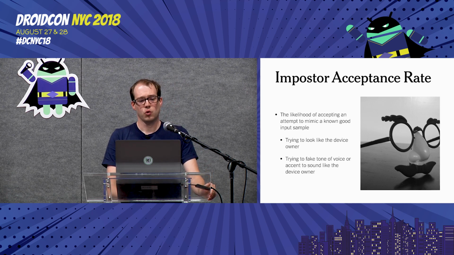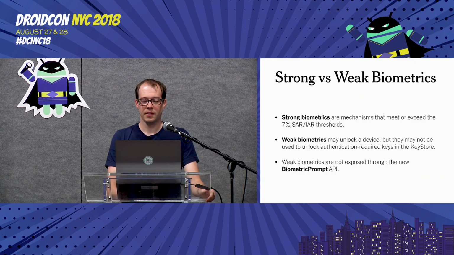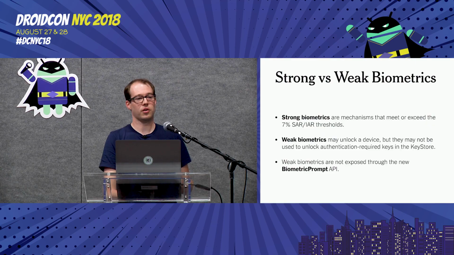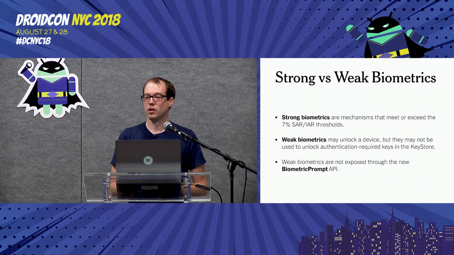And so with all these failure modes that they've defined and how likely it can be to accept these, they've defined these classifications of strong and weak biometrics. So strong ones are those that meet these 7% thresholds, where it won't accept one of these bad inputs more than 7% of the time. Weak ones are those that fail that 7% threshold. So weak ones might be allowed to unlock a device, but they can't be used to unlock keys in the key store that have the authentication required flag set.